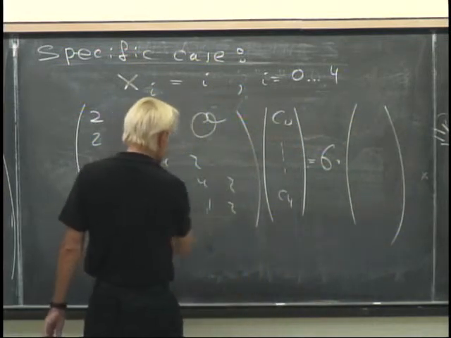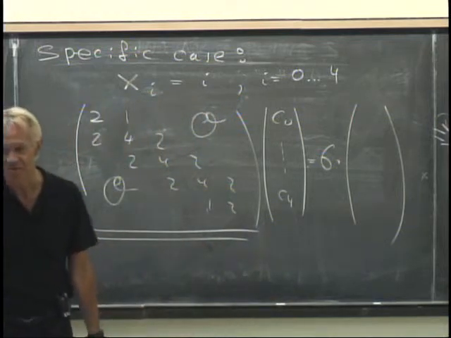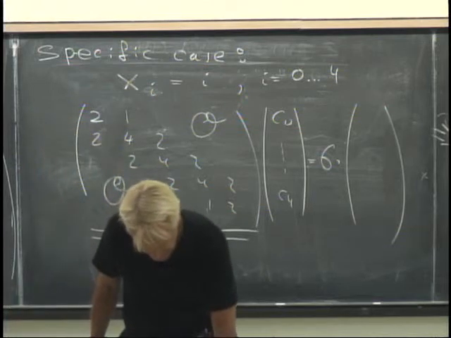But you have seen this matrix before. I'm sure you have seen that. This matrix comes up all over the place, also in Professor Bai's class. Yes? Where does this 6 come from?